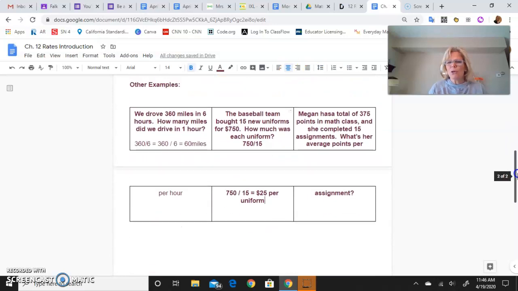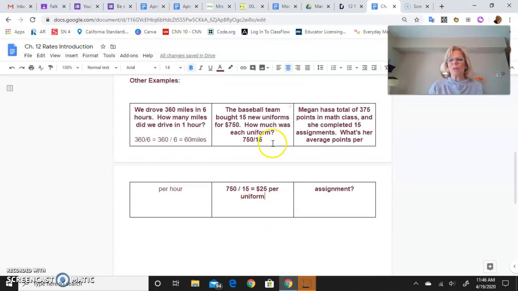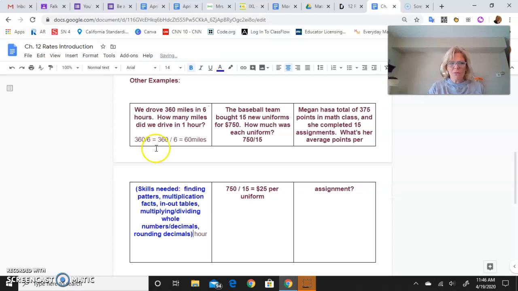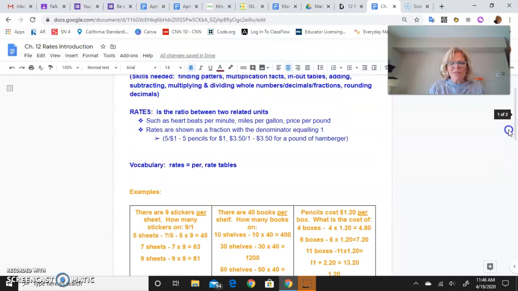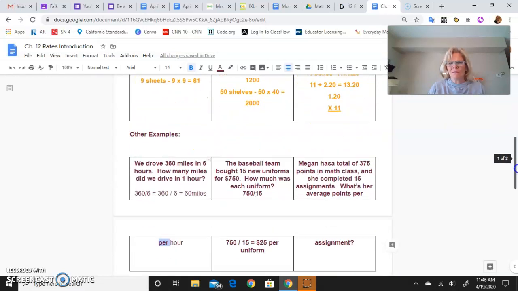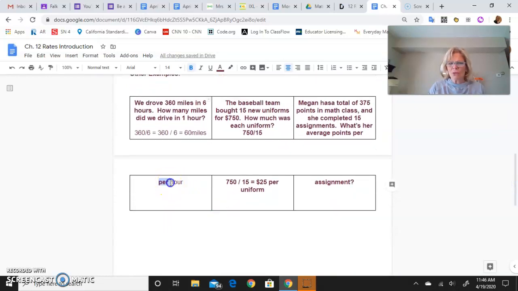Okay, so we're finding the price per uniform or the miles per hour. Now here's that word per. Whoop, I didn't mean to do that. I had to do this. Okay, per is the same thing as a rate. Per gives you that clue that you're trying to find per one thing.